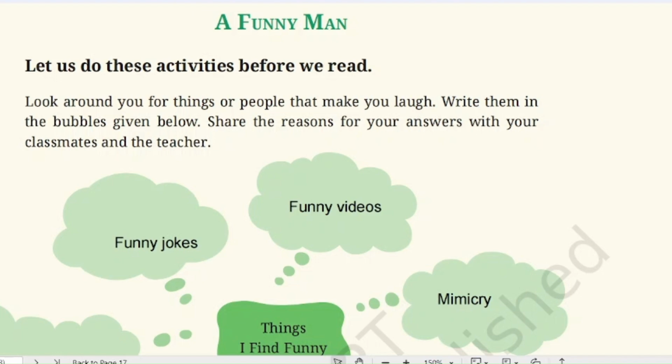Before starting the poem, there is an activity. Look around you for things or people that make you laugh. Write them in the bubbles given below. Share the reasons for your answer with your classmates and the teacher. You see here 6 bubbles are there. I have already written them.